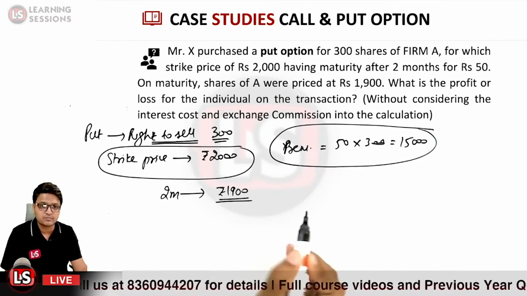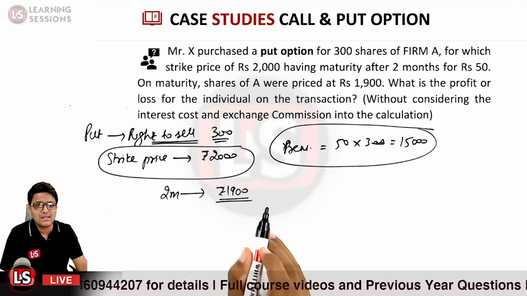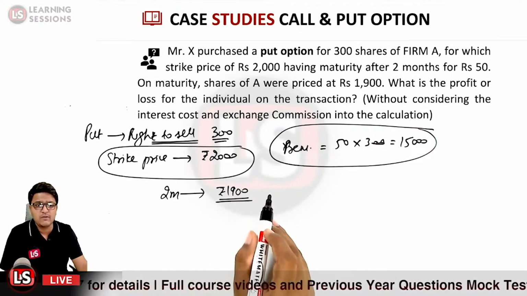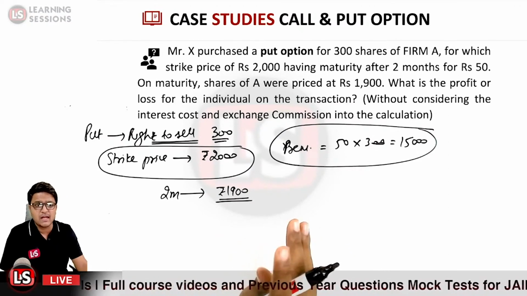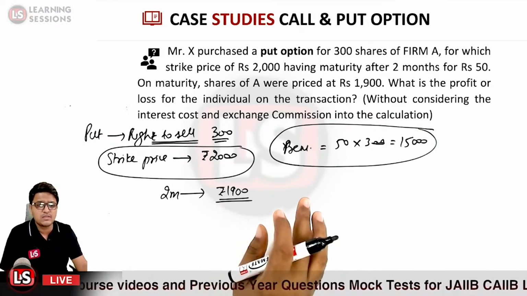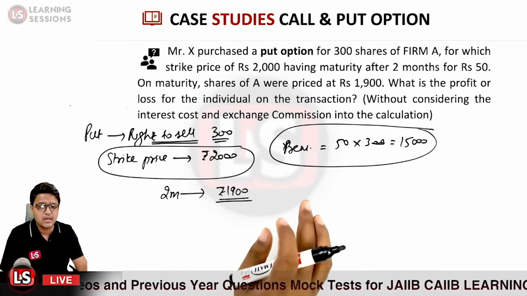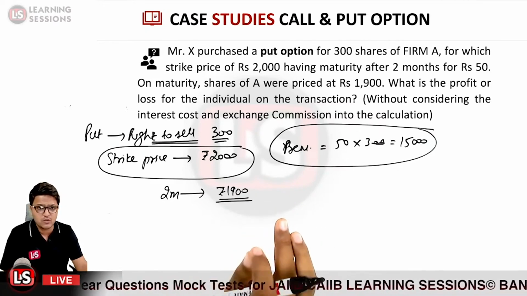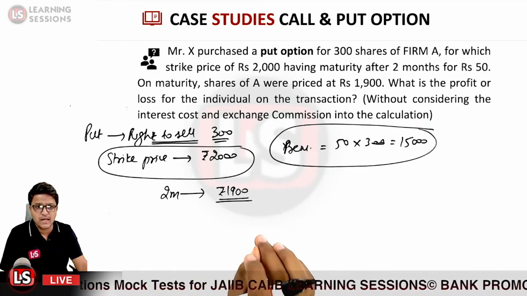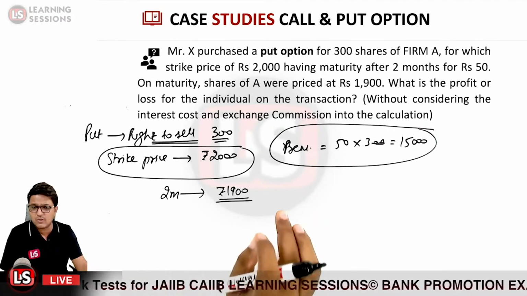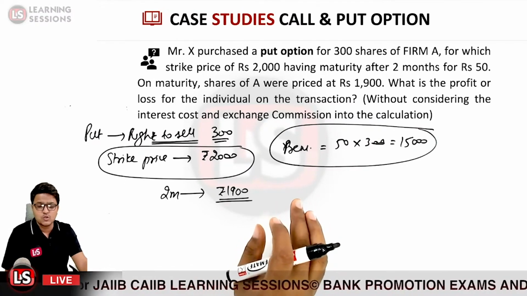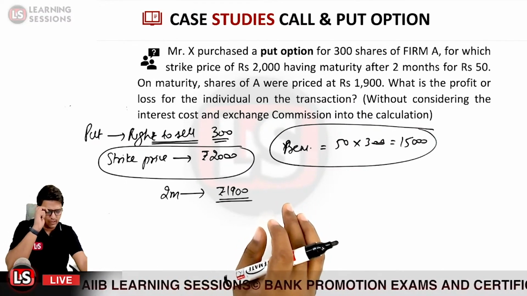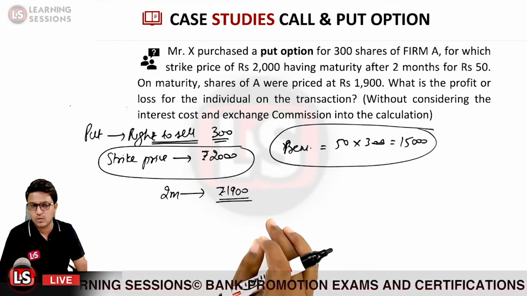Is it clear? So what is the profit or loss for the individual on these transactions, without considering the interest cost and the exchange commission? We need not consider the interest cost or any exchange commission for the calculation. So what would be the profit or loss? We need to answer this question.